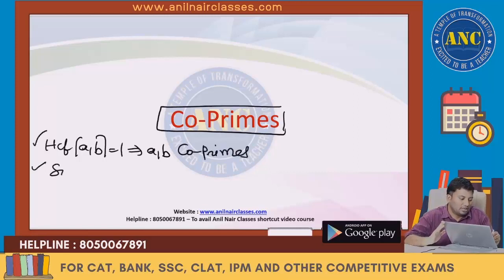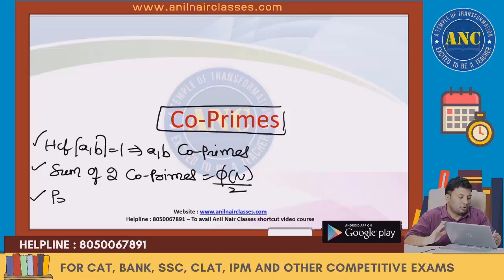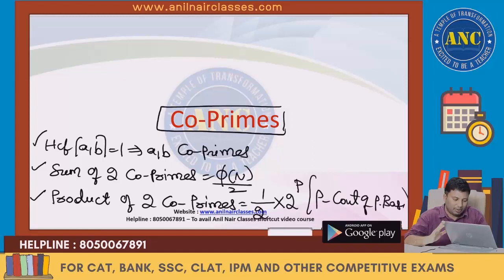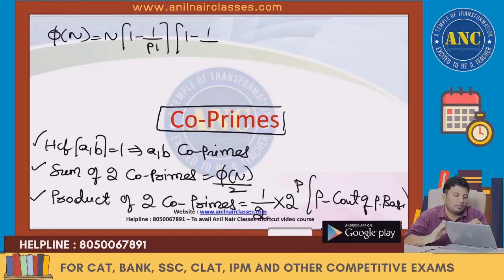First point, the sum of two co-primes is given by phi of n by 2. The product of two co-primes is given by 1 by 2 into 2 power p. Yesterday we have seen the count of prime bases. What is phi of n? Phi of n is n into (1 minus 1 by p1), (1 minus 1 by p2), (1 minus 1 by p3).